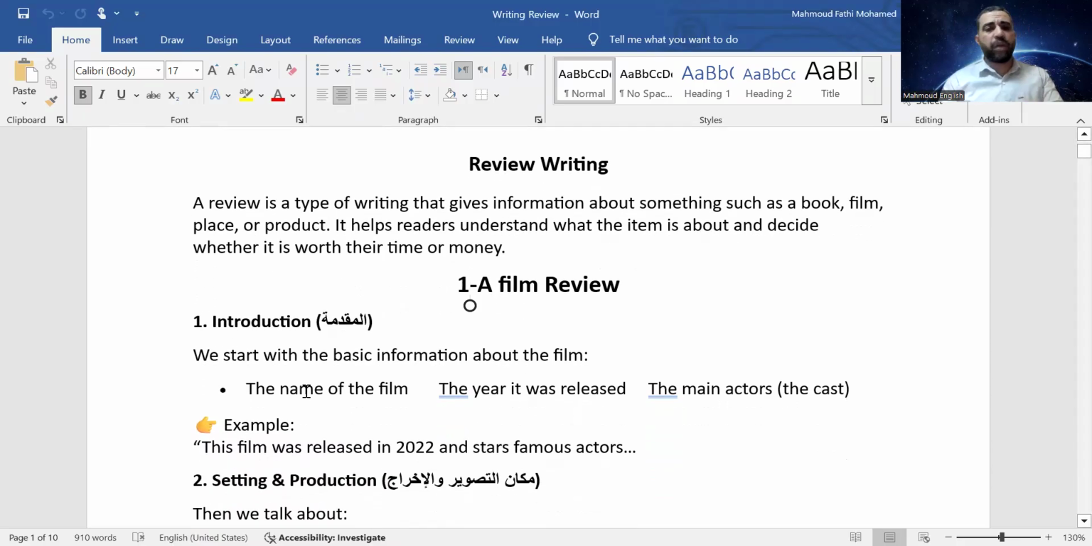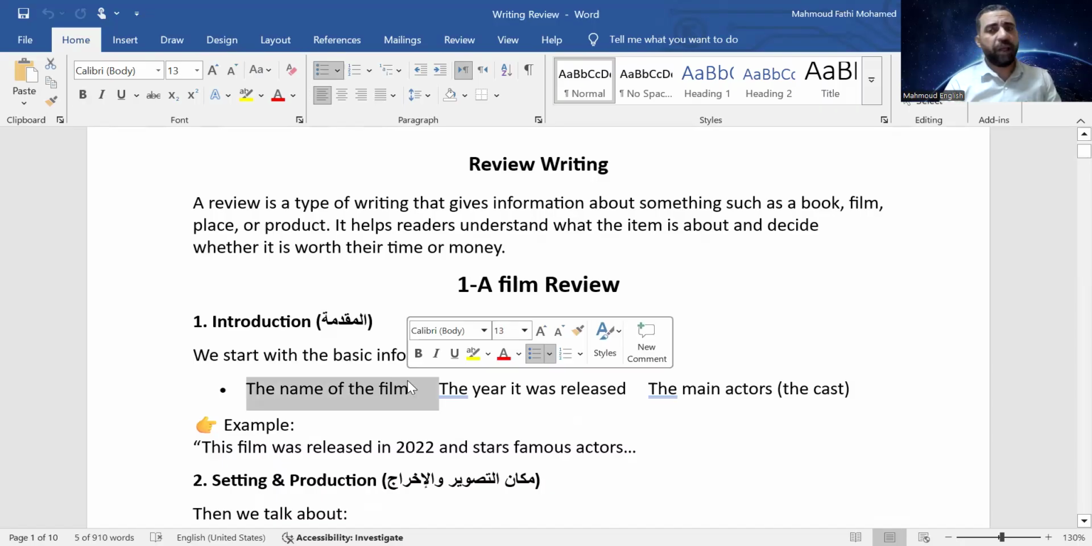In the writing, of course, start first of all with a title, a headline. The headline must be catchy, as you know. Number two, start with the introduction. In the introduction, just tell me the name of the film. The name of the film Venom. The name of the film Matrix. Whatever the name is, okay?